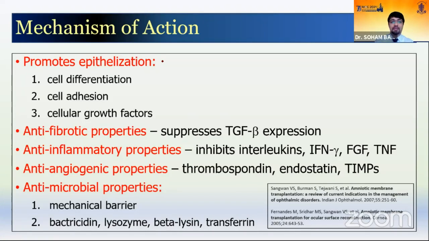The amniotic membrane promotes epithelialization by cellular differentiation, cell adhesion to the underlying surface, and cellular growth factors. It has antifibrotic properties by suppressing TGF beta expression, anti-inflammatory properties by inhibiting the interleukins, interferon, TNF, and FGF, anti-angiogenic properties mediated through thrombospondin, endostatins, and various metalloproteinases, and antimicrobial properties by forming a mechanical barrier itself. And then you have lysozymes, bactericidin, beta-lysine, and transferrin.